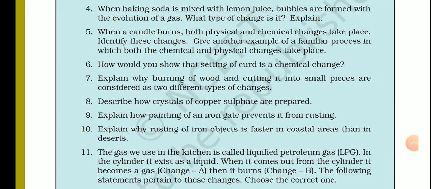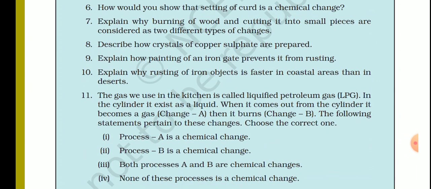Question number 11 now. The gas we use in the kitchen is called liquefied petroleum gas, LPG. In the cylinder, it exists as a liquid. When it comes out from the cylinder, it becomes a gas, that is labeled as change A, and then it burns, that is given as change B. The following statements pertain to these changes. Choose the correct one. First, process A is a chemical change. Second, process B is a chemical change. Third, both processes A and B are chemical changes. Fourth, none of these processes is a chemical change.